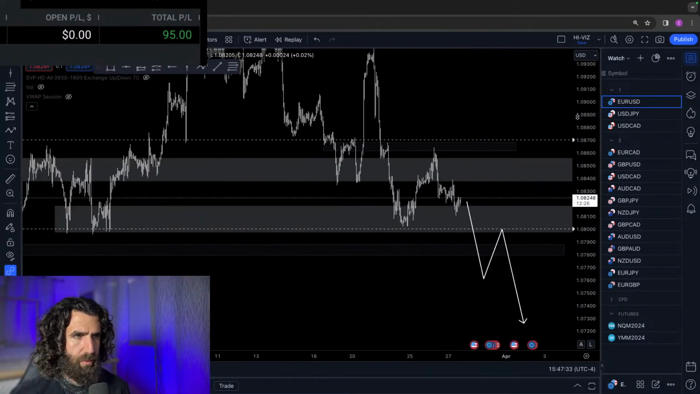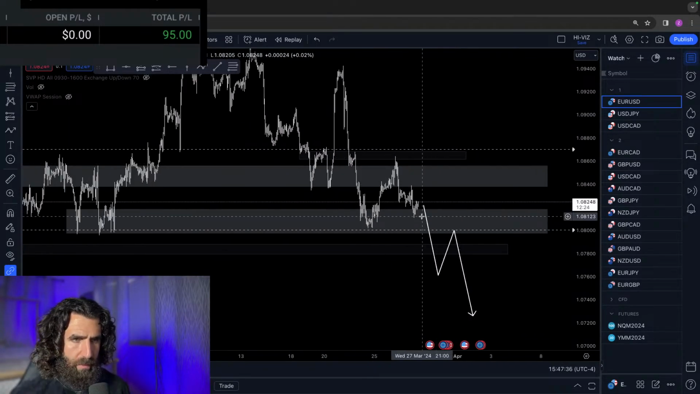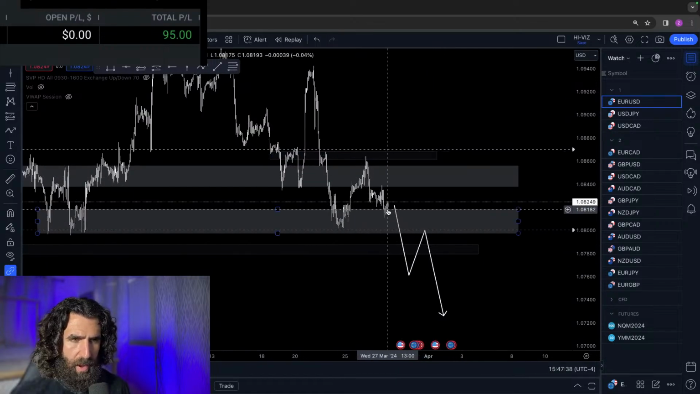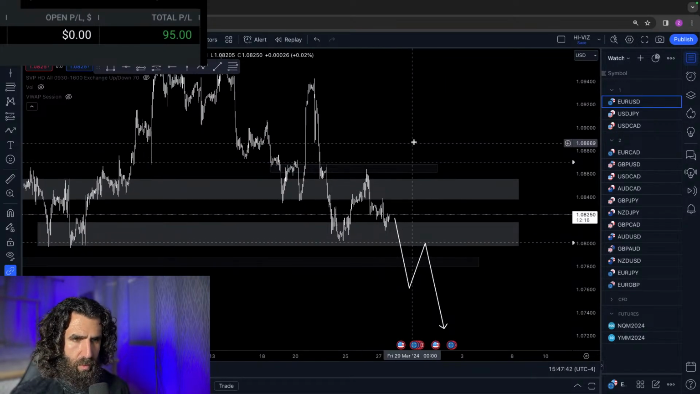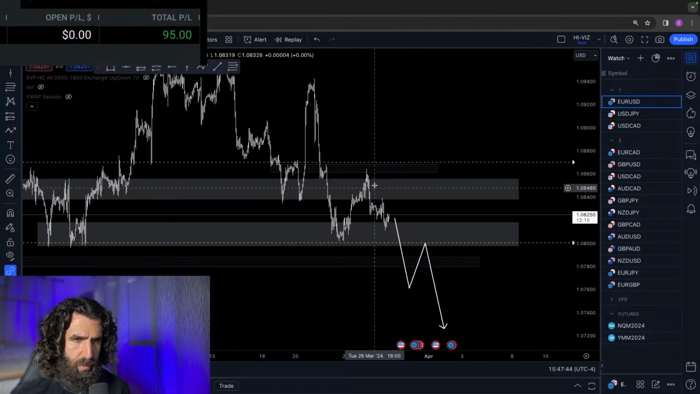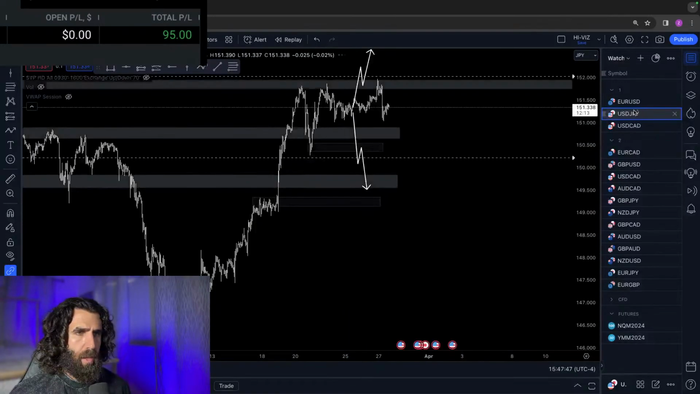So that's my analysis on Euro USD. Going to look for another short. That one played out nicely. Didn't hold it all the way down just in case it does start to bounce here. Take the profit, move on to the next one. We'll see if it breaks below here or pulls back up.